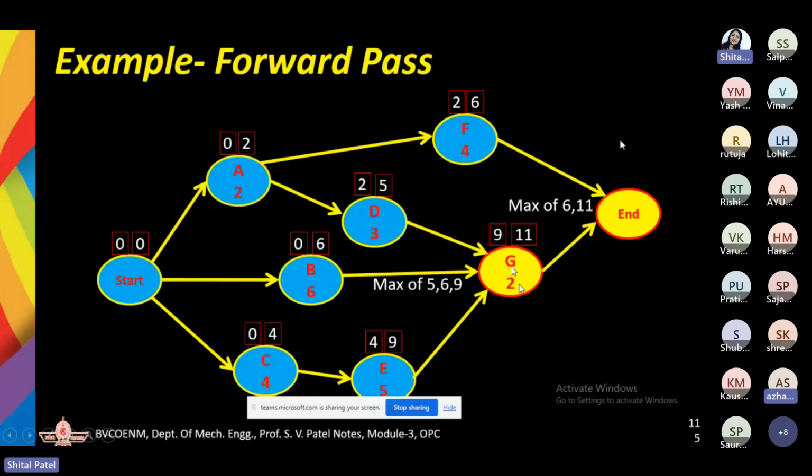Here also the end activity is the merging of F and G. So which is having the maximum time? That is G. So unless and until G is getting completed, we cannot reach the end of the project. Am I clear to everyone?